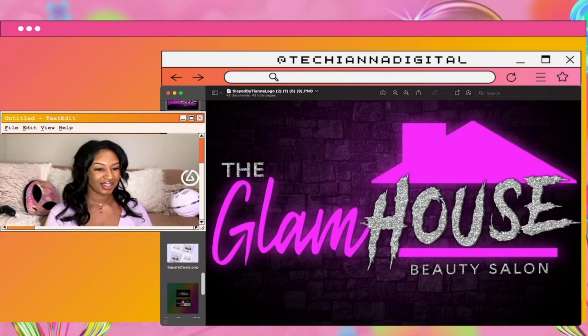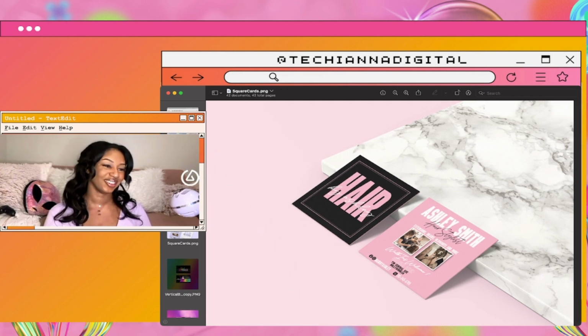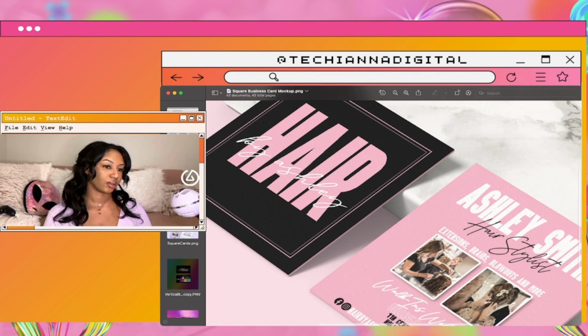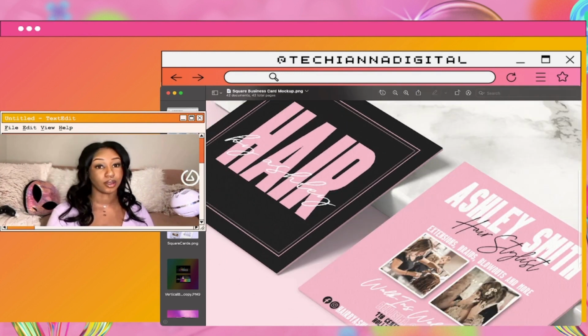And then let's see, what else do I have? Oh God, this one too. This is when I was experimenting with square business cards, and I'm gonna skip it real quick. This is ugly.